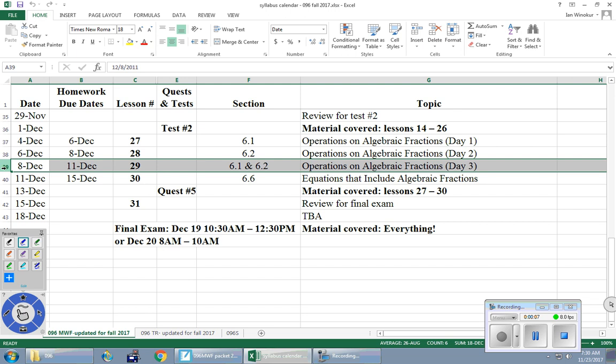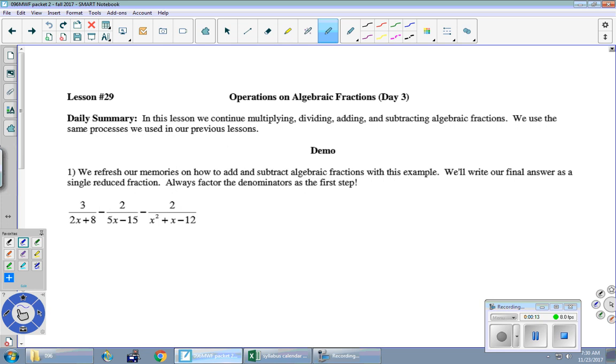Today is our third of 3 days on operations on algebraic fractions. Let's jump in. In this lesson, we continue multiplying, dividing, adding, and subtracting algebraic fractions. We use the same process we used in our previous lessons.